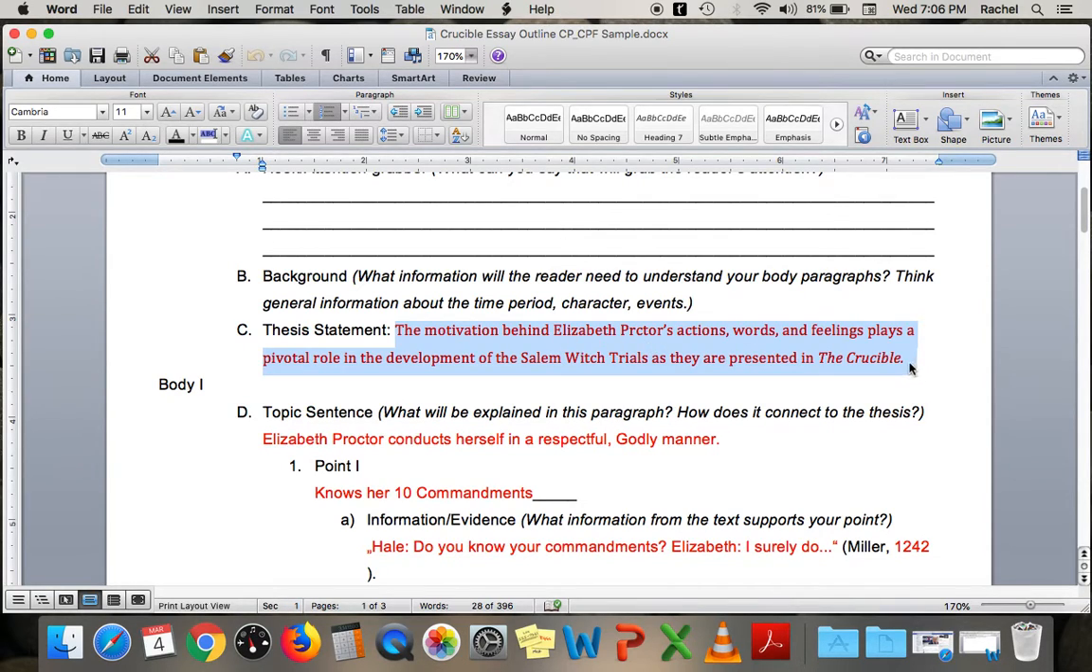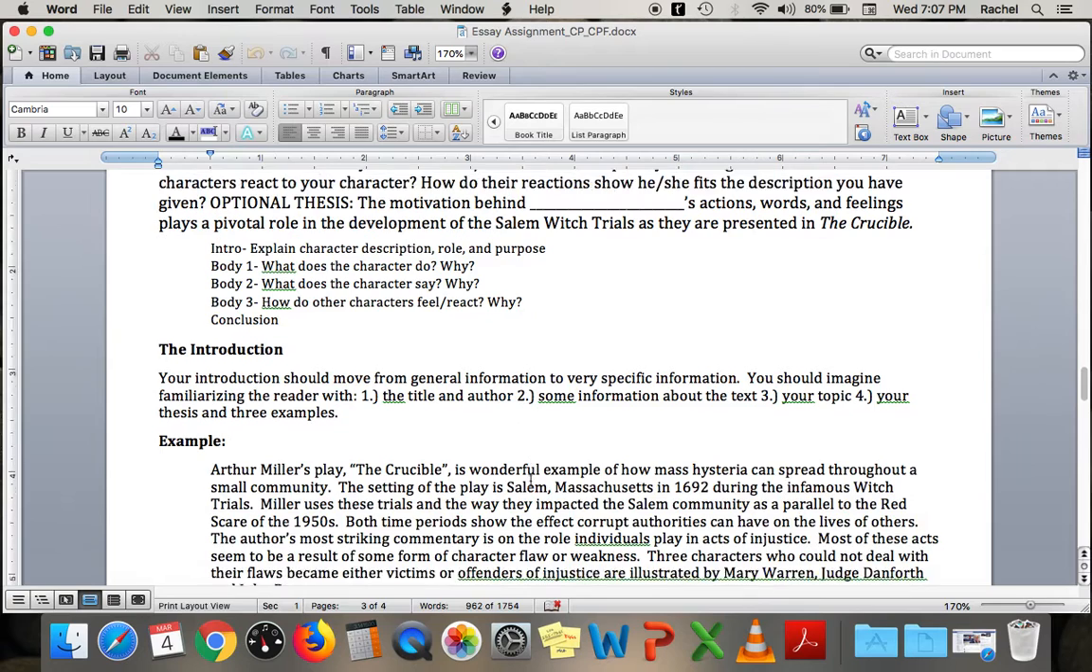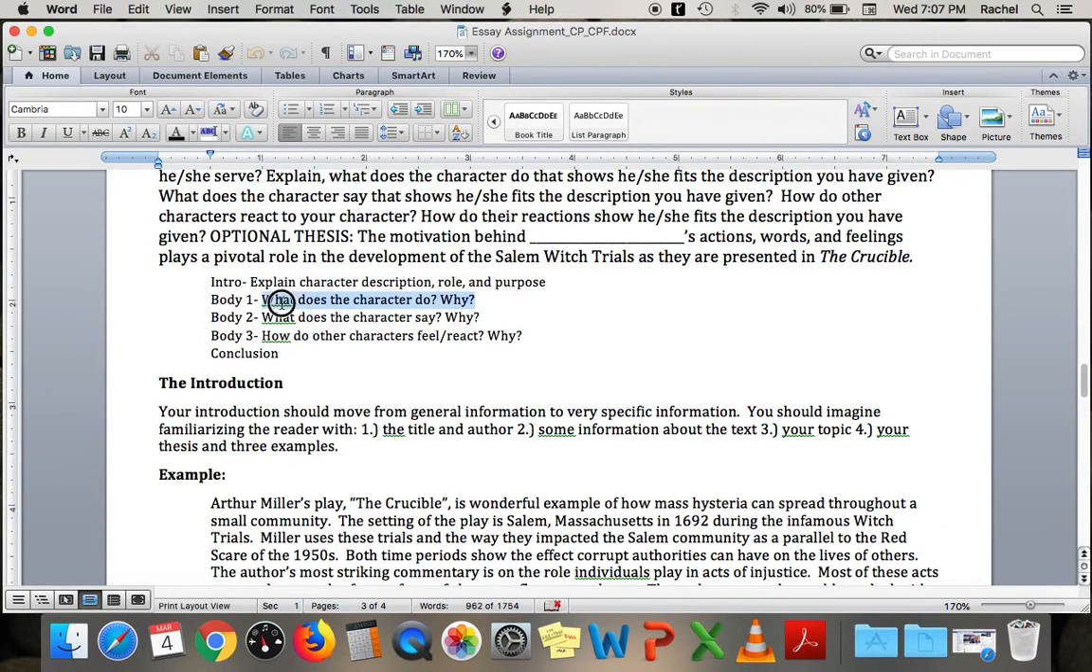So when I think about the type of person that Elizabeth Proctor is, she's definitely Christian, she's definitely respectable, she's honored and valued in the community, she tries to be a good mom, she tries to be a good wife. All of these things make her a very godly, respectful, wholehearted woman. So my first body paragraph is going to specifically deal with, according to this assignment, let me scooch back up to the top of it, what the character does.